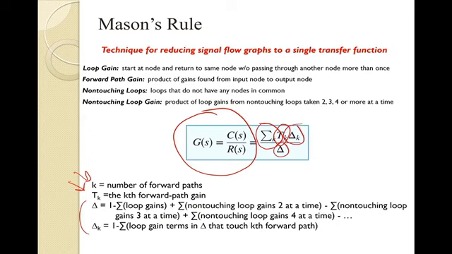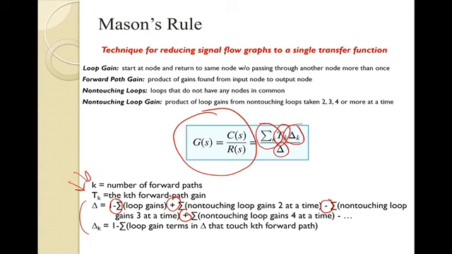So first we'll start with delta. Delta is going to be the number 1 minus the summation of all of the individual loop gains. Then notice, first I subtract, then I go plus the non-touching loop gains 2 at a time. Then I'm going to subtract non-touching loop gains 3 at a time. Then I'm going to add non-touching loop gains 4 at a time, etc. So notice that I have alternating signs. So I go minus, plus, each time adding additional non-touching loop gains, 2, 3, 4, etc.